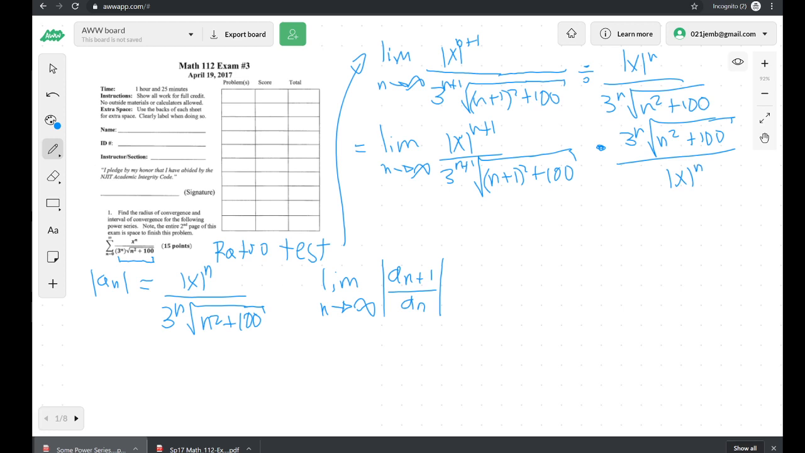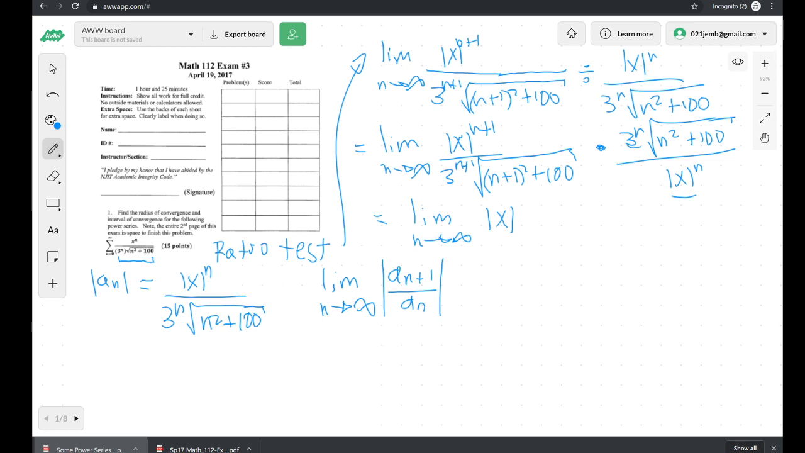All right, so here we can do some really nice simplifications using the power properties for these ratios. If we have the absolute value of x to the power of n plus 1 divided by the absolute value of x to the power of n, we can subtract the powers. So we have n plus 1 minus n, which is just 1. So we have the limit as n approaches infinity of the absolute value of x. Now, what else can we simplify?